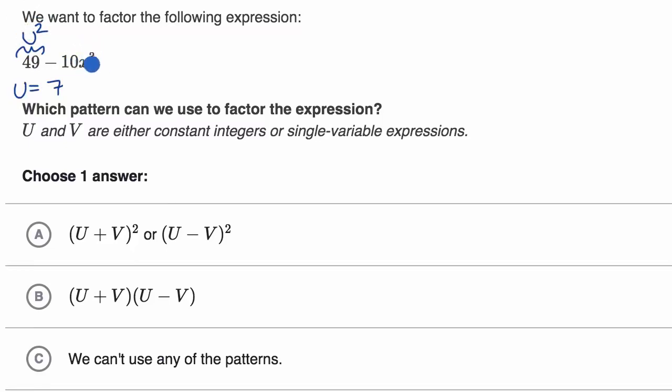And the square root of 10x to the third power, if I were to take it, would be something a little bit involved, like the square root of 10 times x times the square root of x to the third power, and I'm not going to get an integer exponent here. So it doesn't look like I can express this as v squared. So I would go with that we can't use any of the patterns. And we're done.